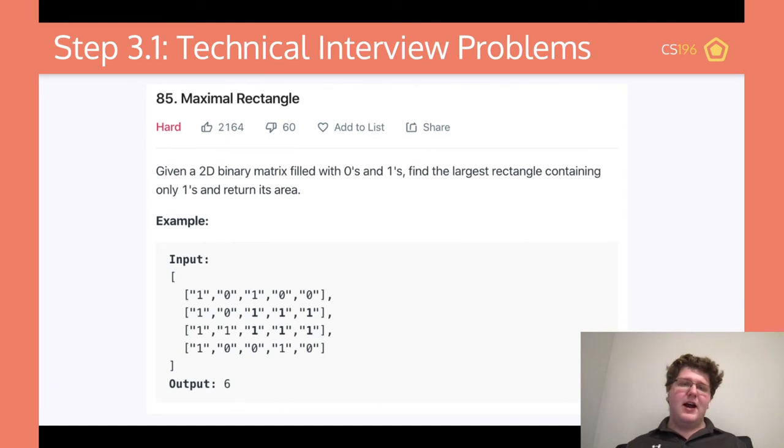And then maximal rectangle. This is a hard problem. Basically, it's given an array of a bunch of binary numbers. Find the largest rectangle with ones in it, right? So these are all different types of problems, and you'll see a spectrum there. You have super easy problems, you have super hard problems. It really depends on the type of problem that you're looking for.